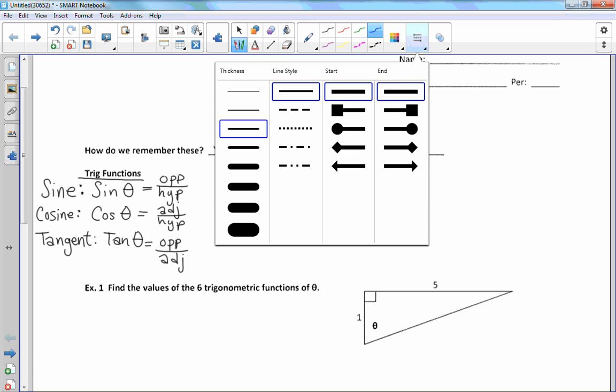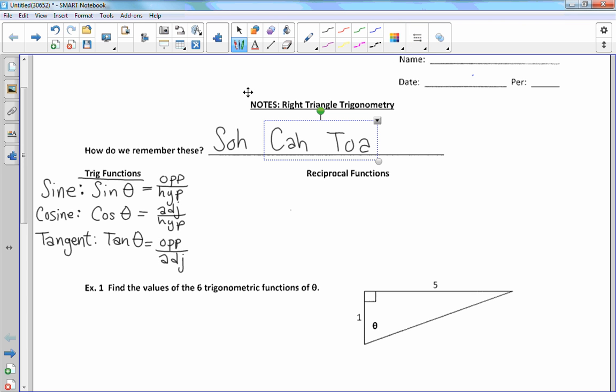The reciprocal is the flip, right, of sine. Flipping sine gives its reciprocal function, which would be hypotenuse over opposite. Okay, this one is cosecant. The abbreviation for cosecant is csc θ. We won't actually be using these reciprocal functions this year. We're going to use them a lot more next year, but just so you're aware of what they are.